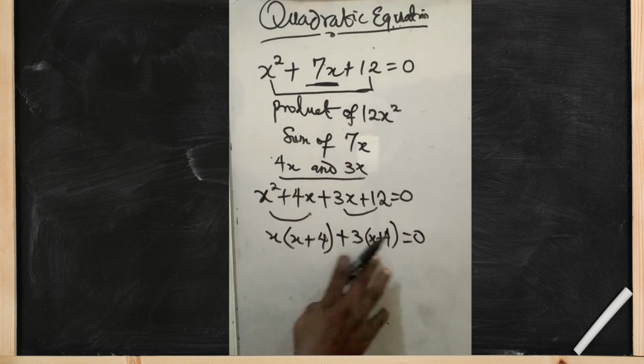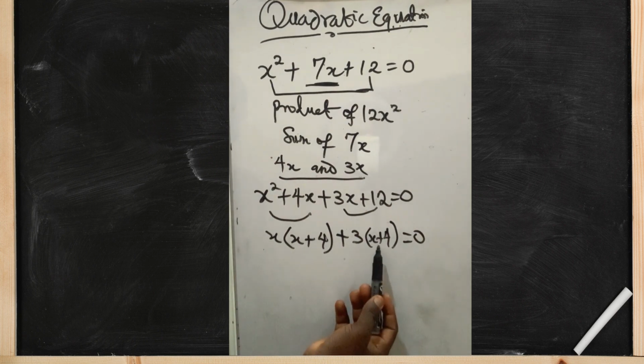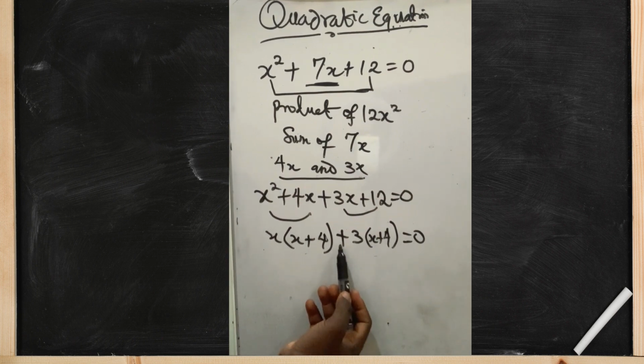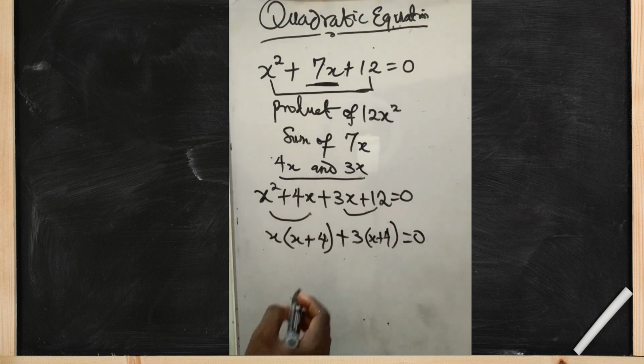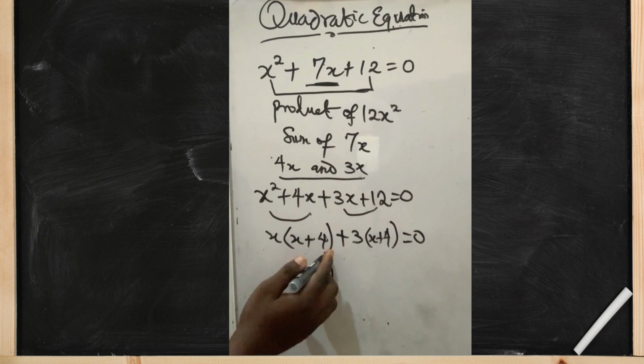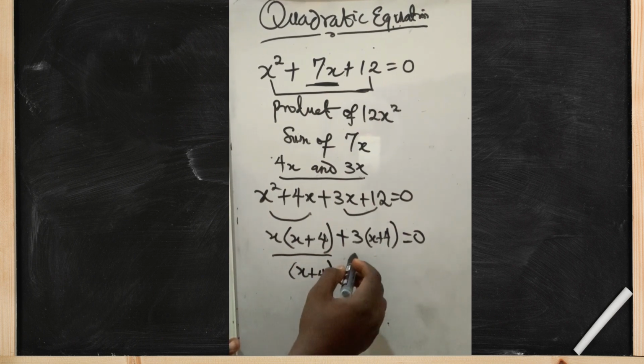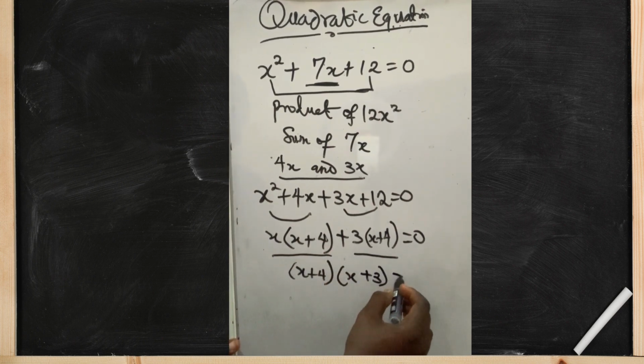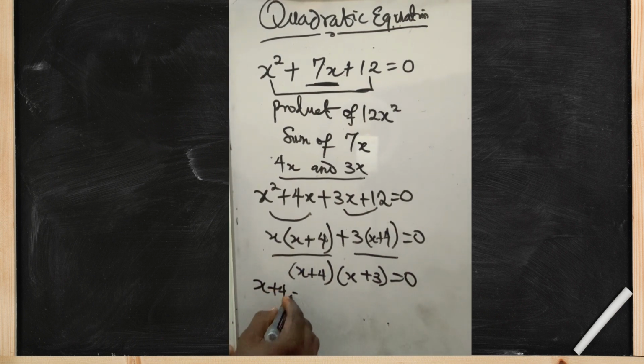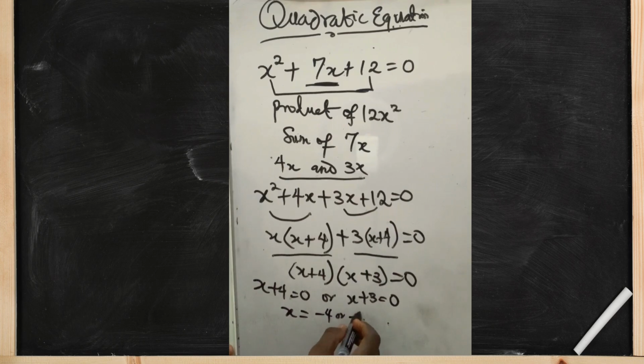Now, from what we can see, x plus 4 is a common factor that has been separated by the plus sign here. So you can easily bring out x plus 4 as a common factor. If you bring out x plus 4 from here, what will be left will be x. If you bring out x plus 4 from here, what will be left will be plus 3. That equals 0. So with this, you can say x plus 4 equals 0, or x plus 3 equals 0. Then x equals minus 4 or minus 3. And that's the answer to that question.